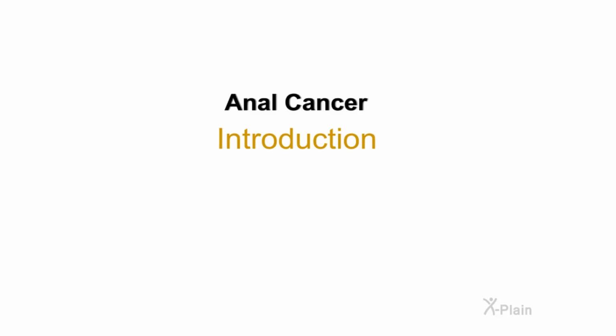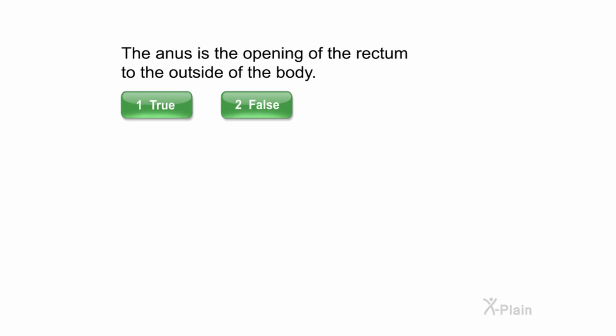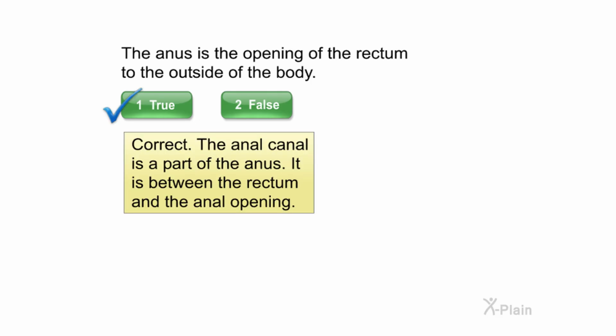Anal cancer. Introduction. The anus is the opening of the rectum to the outside of the body. Select true or false. Correct. The anal canal is a part of the anus. It is between the rectum and the anal opening.